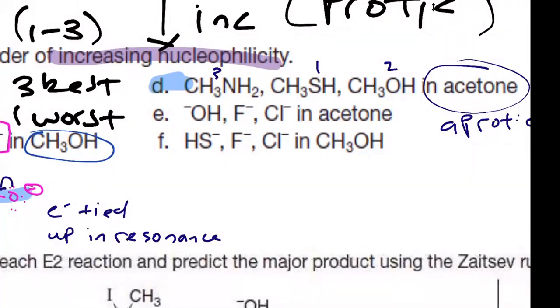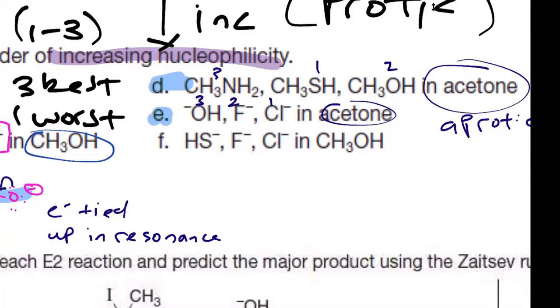Yes. All right. And then E, same thing, in acetone, which is an aprotic solvent. You've got oxygen, fluorine, and chlorine. Oxygen obviously is further to the left than fluorine and chlorine. So what do you think? Will it be 3, 2, 1? Yes. Okay, because chlorine is underneath fluorine. So this is 3, that's 2, and that's 1. That's exactly right. Nice work.